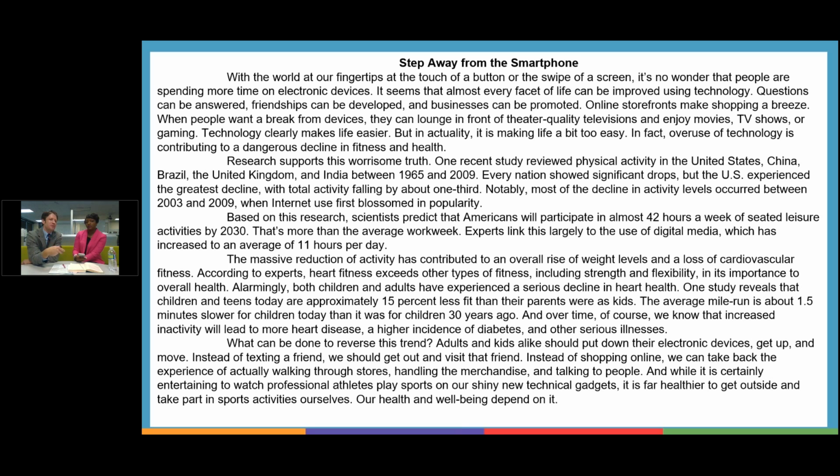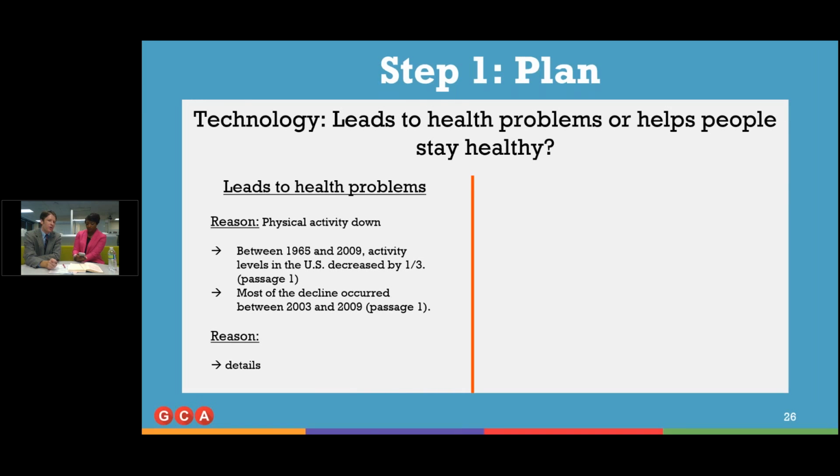So if I read the second paragraph, I can even model this for students or have students think it through. But in the second paragraph, what seems to be the big reason that this author thinks that technology actually is leading to health problems? Well, one reason, at least what we see in the second paragraph, is that physical activity is down because of technology. Okay, fair enough. Way to identify one key reason. What would be some textual details or evidence that this writer gives to support that reason?